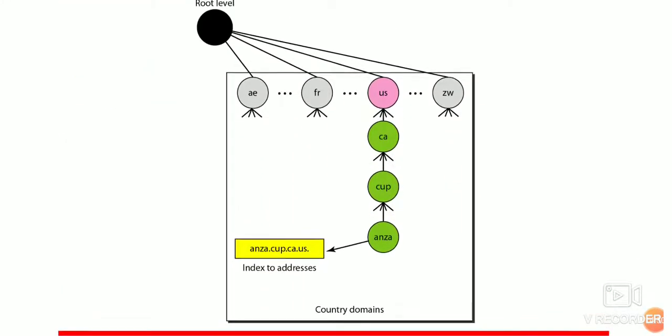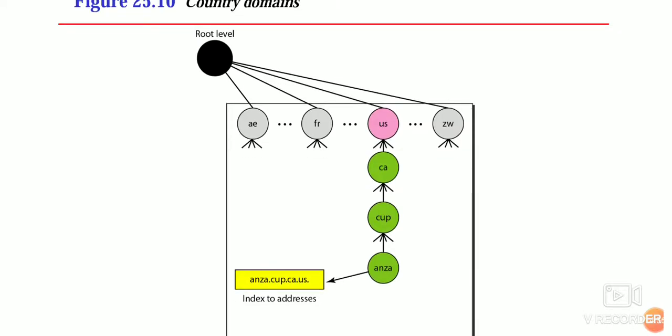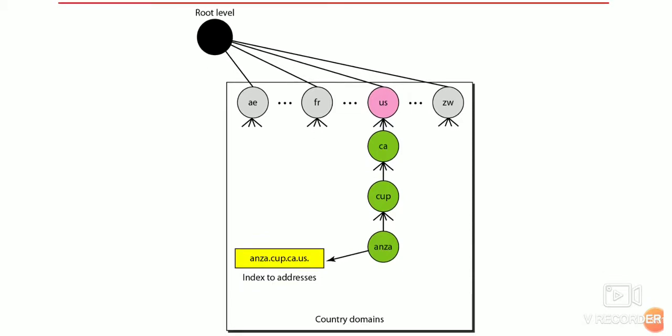Next, country domains, for example AE, FR for France, US, ZW. So I have an address like anzta.cup.ca.us. These are country domains. For example, in gov.in, the in is a country domain.